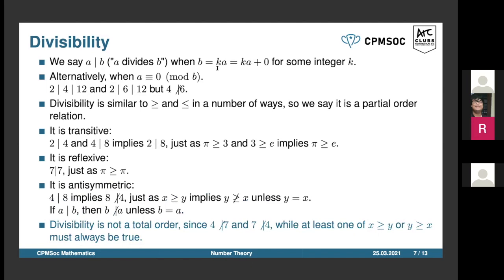But it's different to greater than, less than, because not all of those pairs have either A divides B or B divides A. If you look at the second point here, 2 divides 4 divides 12 and 2 divides 6 divides 12, but there's no nice divisibility relationship between the one in between, 4 and 6. So it's not quite the same as greater than or equal to and less than or equal to. Just like modular equivalence is not quite the same as equality. It's kind of a looser version of it.